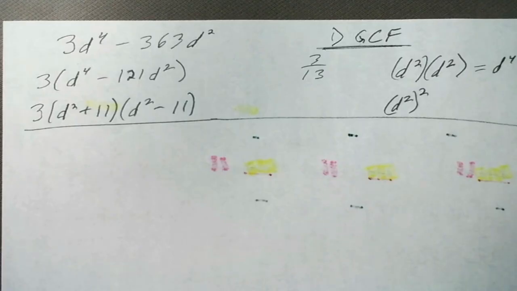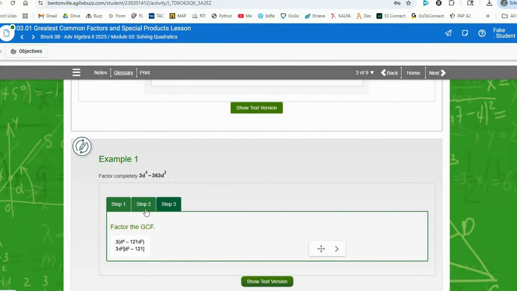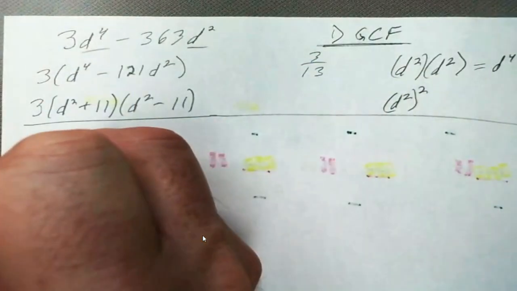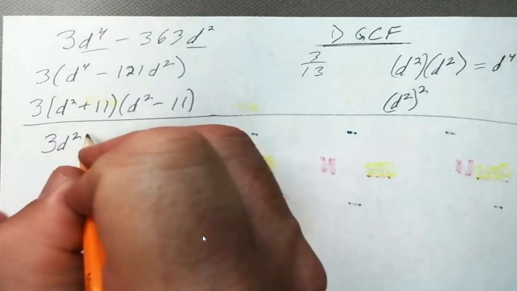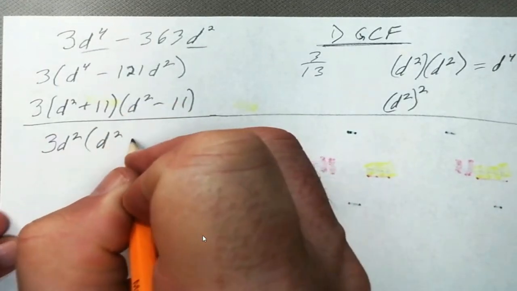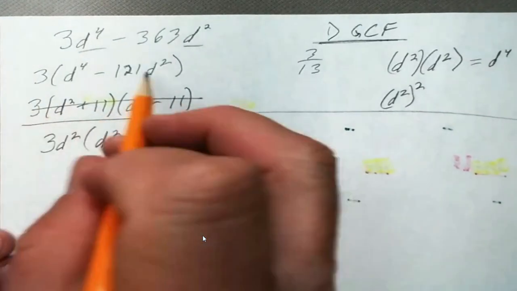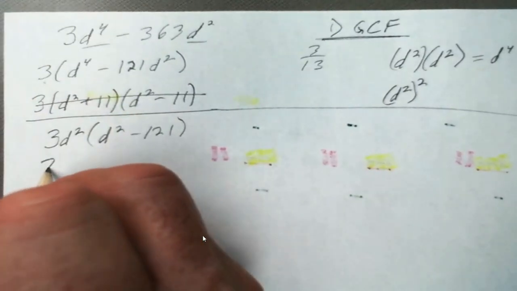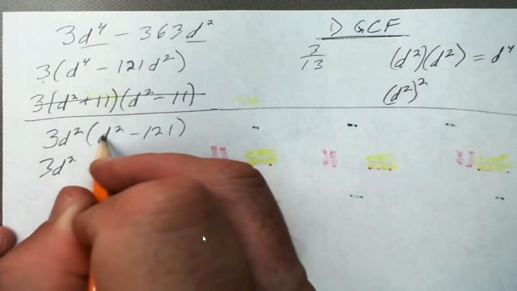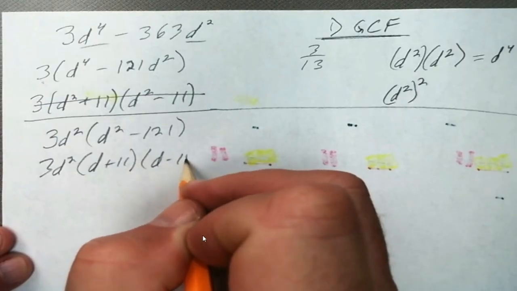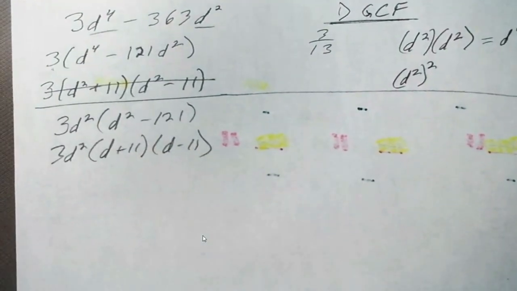Greatest common factor. Don't forget to take the greatest common factor first. So they factored out the 3. Oh, and they actually factored out a d squared. Oh, I missed that. I could have taken a d squared out of it. So this would actually factor out to 3d squared, and then it's d squared minus 121. I missed it because I didn't factor far enough. If I factor that out, this is now d plus 11, d minus 11.